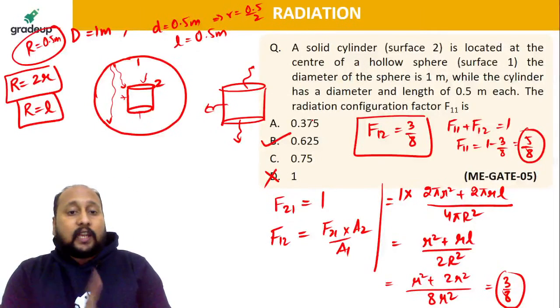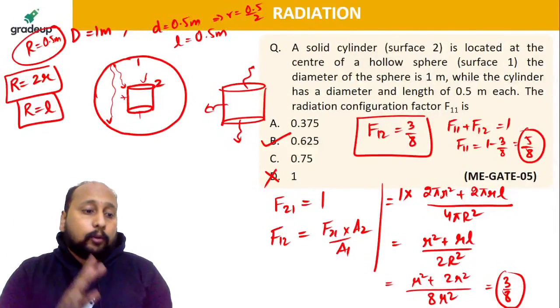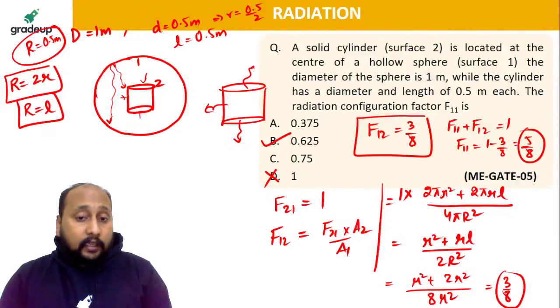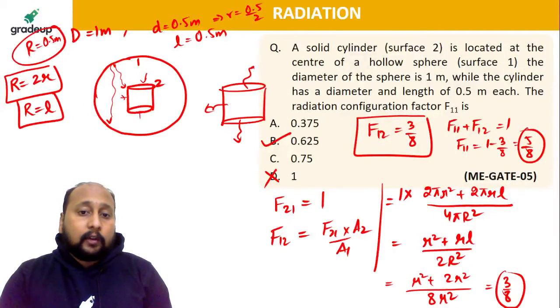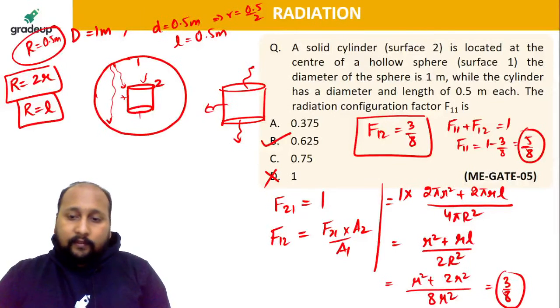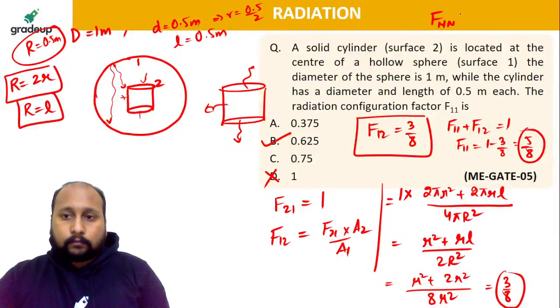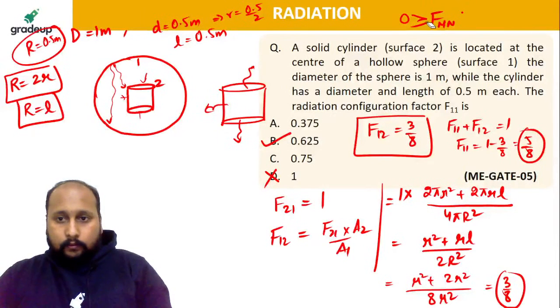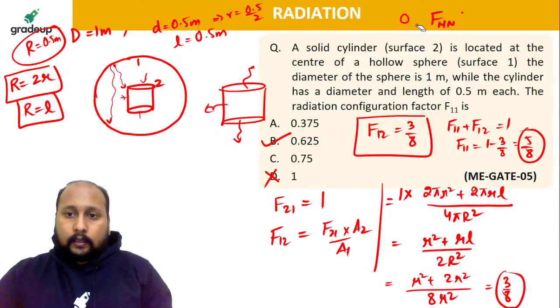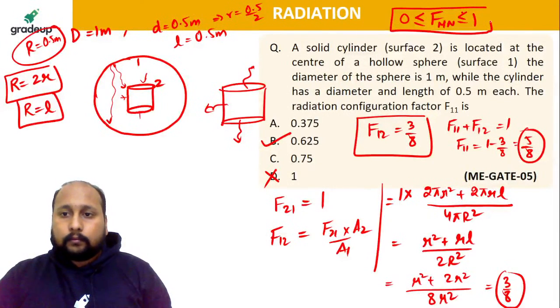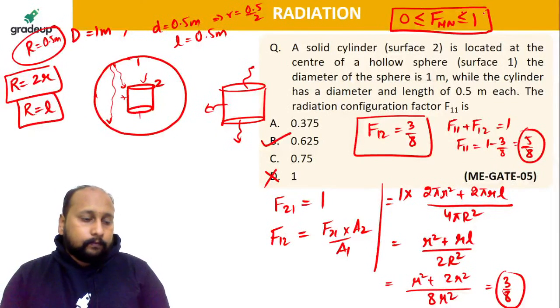Always remember, shape factor can never ever exceed more than 1. Shape factor can never ever have a value greater than 1. Is this clear? If I say the range of shape factor, for any surface, it is always greater than or equal to 0 and less than or equal to 1. Okay, very good. Option B is the correct answer. No calculators required. Quickly you will be getting the answer.